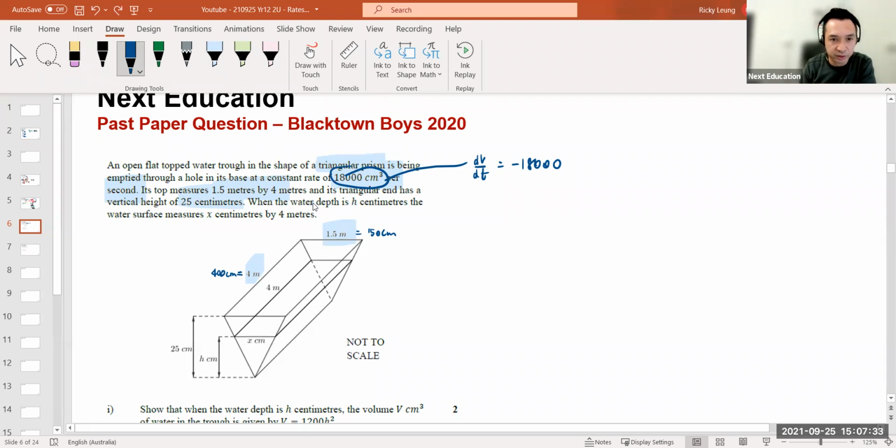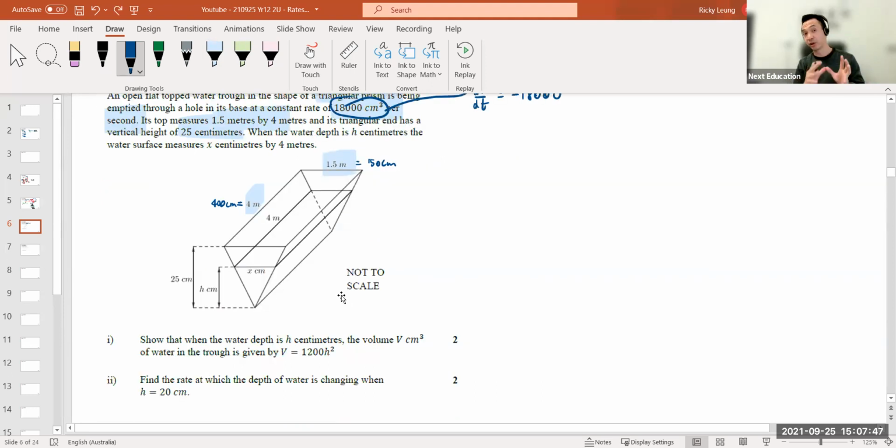Vertical height 25, beautiful. So when the depth of the water is h, the water surface is x. So that once again is defining the h and the x. Perfect. It's very similar to the cone before. It looks like we're still going to use similar triangles. So let's see. Part 1: show that when the water depth is h, the volume, show the volume. So I need to find an expression for the water level inside there. And then part 2, find the rate the depth of water is changing.